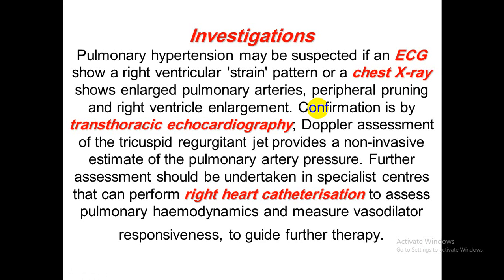So the investigations used here are ECG, X-ray, and the different diagnosis by transthoracic echocardiography, which is useful to assess the pressure in the pulmonary circulation by the TR, which is done non-invasively, and the advanced investigation with cath, we can use the hemodynamic measurement directly by the invasive procedure, right ventricular catheterization. So these investigations are used to diagnose pulmonary hypertension.